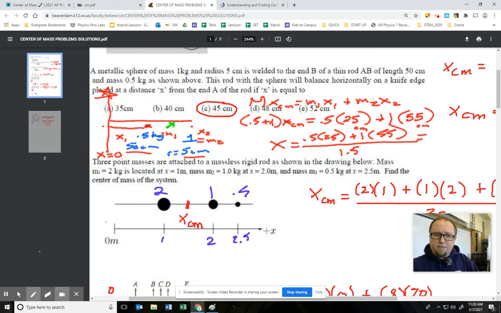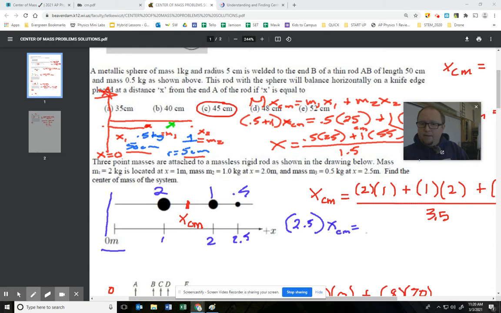Okay. First thing, this one they gave you, this is 0. They said 0 is over here. So total mass is 1 plus 2 plus a half, so 3.5. Okay. X of the center of mass. Let's get my face out of there. So the first guy is 2 kilograms, he's 1 away. Next guy is 1 kilogram, he's 2 away. And the next guy is half a kilogram, and he's 2.5 away.